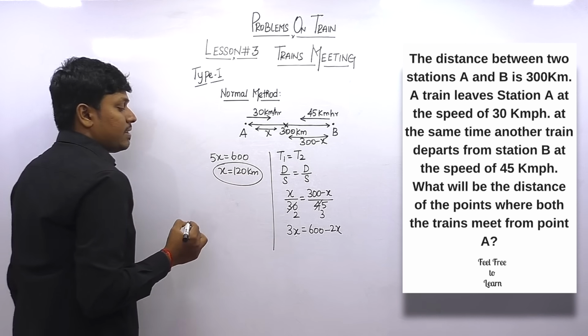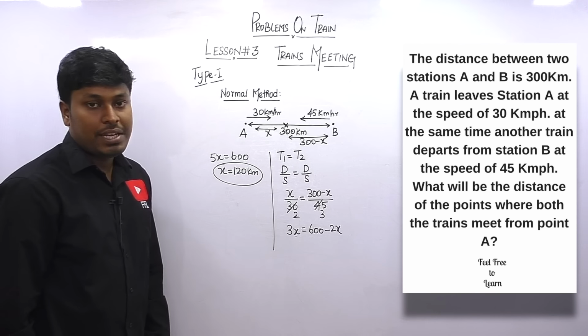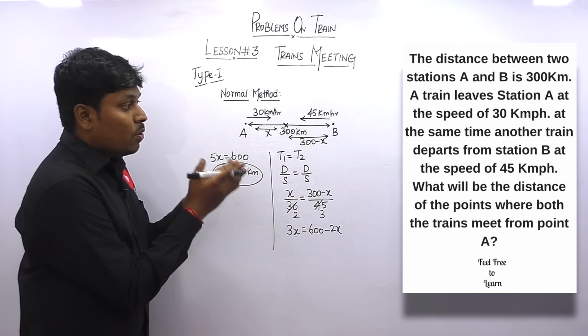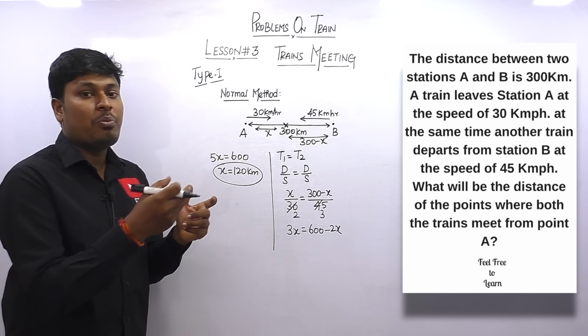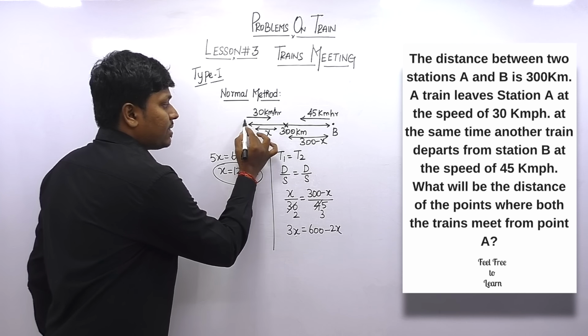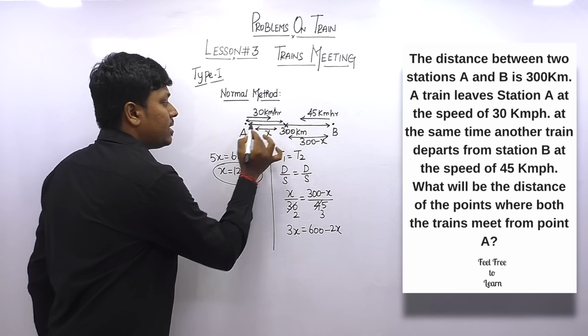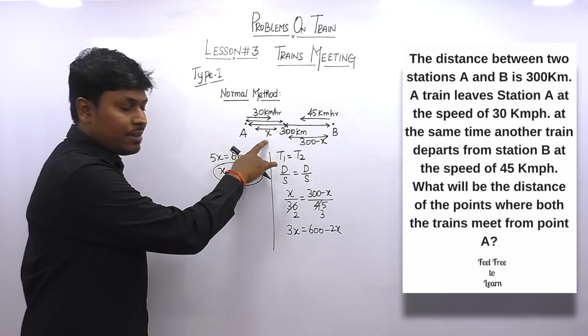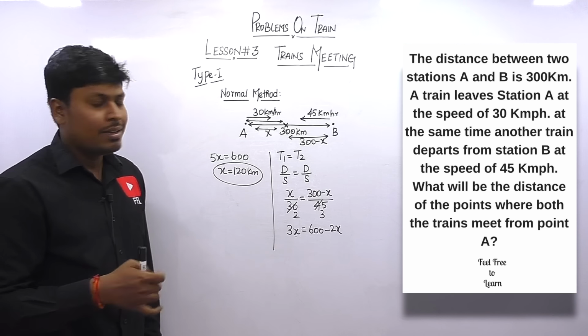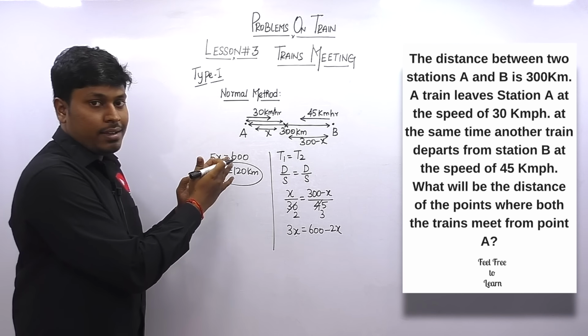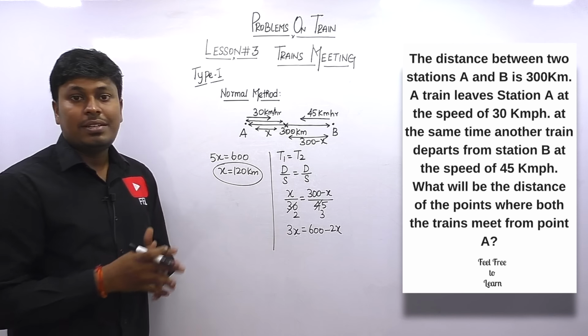So finally we can say that the answer for this question is 120 kilometer, because what they are asking is the distance from point A to the point where both the trains meet. From point A, our target is to find the distance at which both the trains meet. We have assumed this as x, and finally we found the answer. The value of x is 120 kilometer. So we can say that from point A, after 120 kilometer both the trains meet.